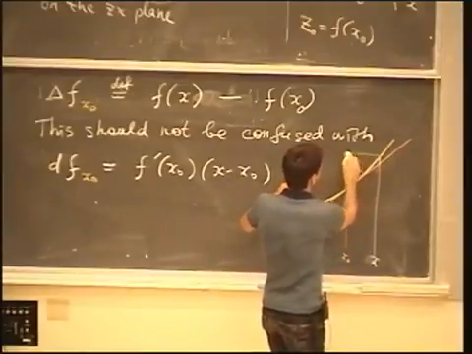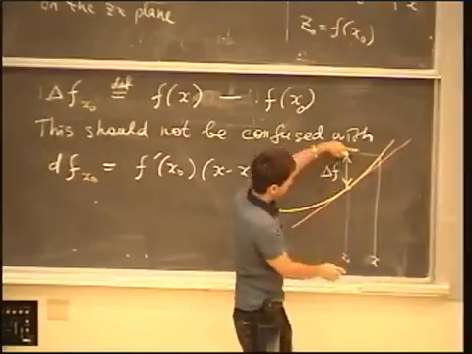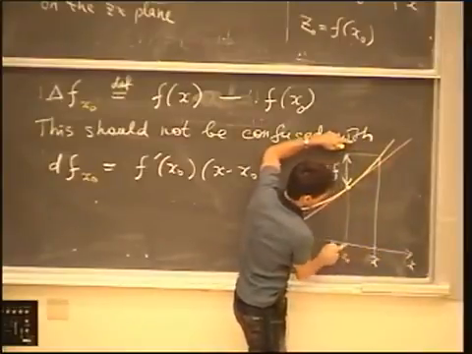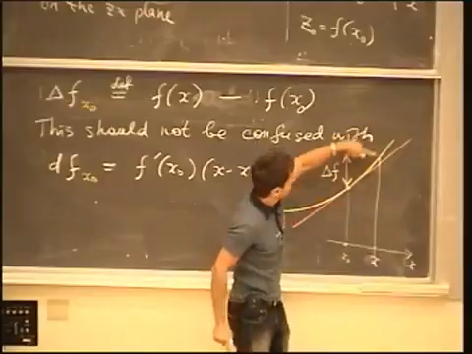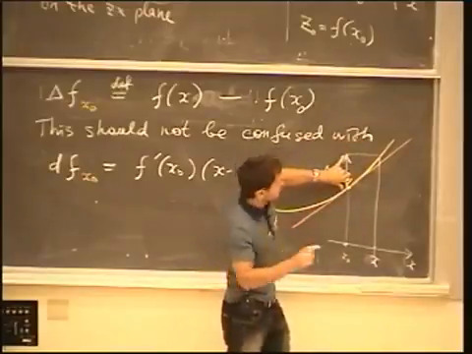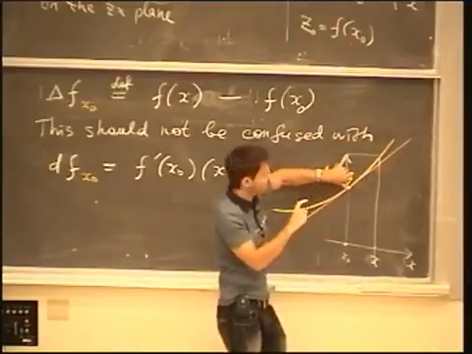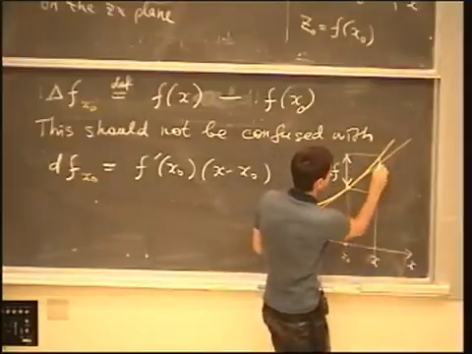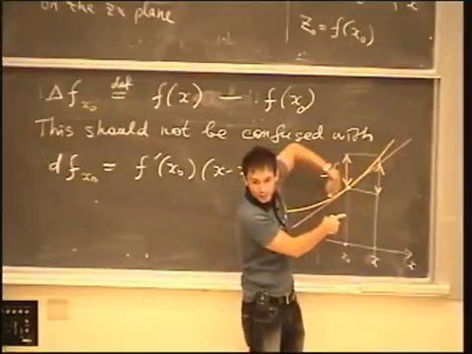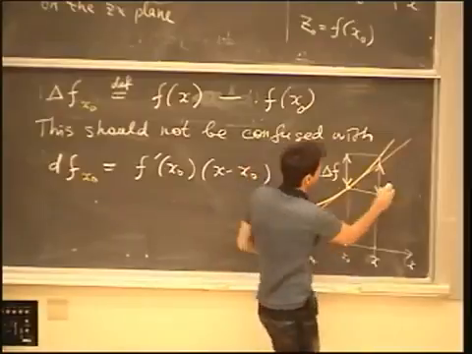So look. This is delta f. You see what I mean? This is x0 and this is x, and x is very close to x0. I can measure the value of the function itself, which is the yellow curve. I can measure the difference between the values of the function. That's this, right? Or I can measure the difference between the values of the linear approximation, the linear function, which corresponds to the tangent line. That's df.